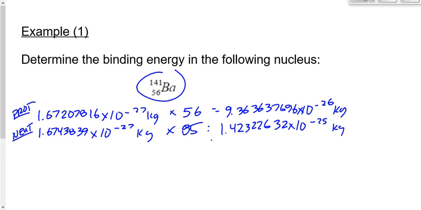We add those up to get the mass of the nucleons. Since I did this wrong on my answer key, just give me a second here. 9.36363769 times 10 to the minus 26. Gives me a total mass of the nucleons of 2.359590008 times 10 to the minus 25 kilograms. There's the mass of the nucleons, right?